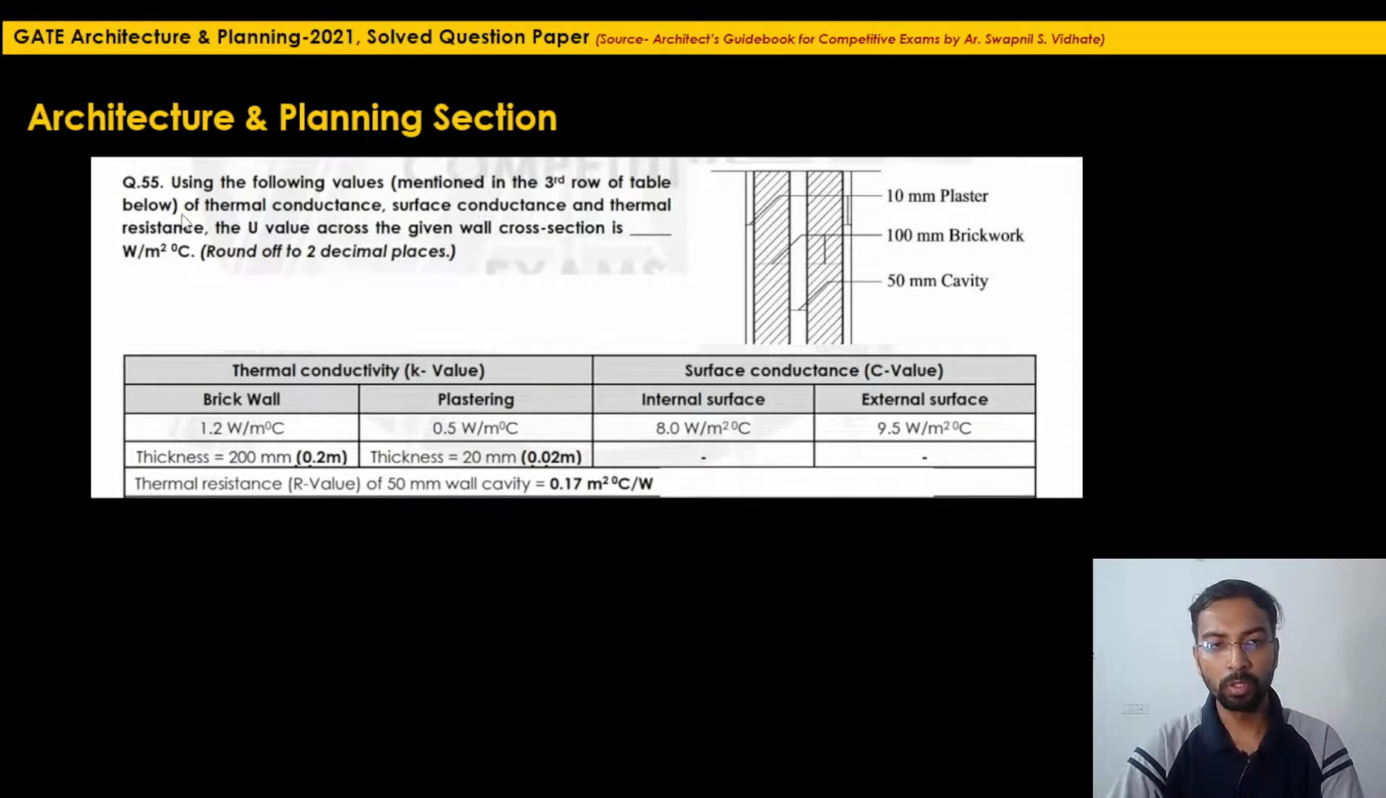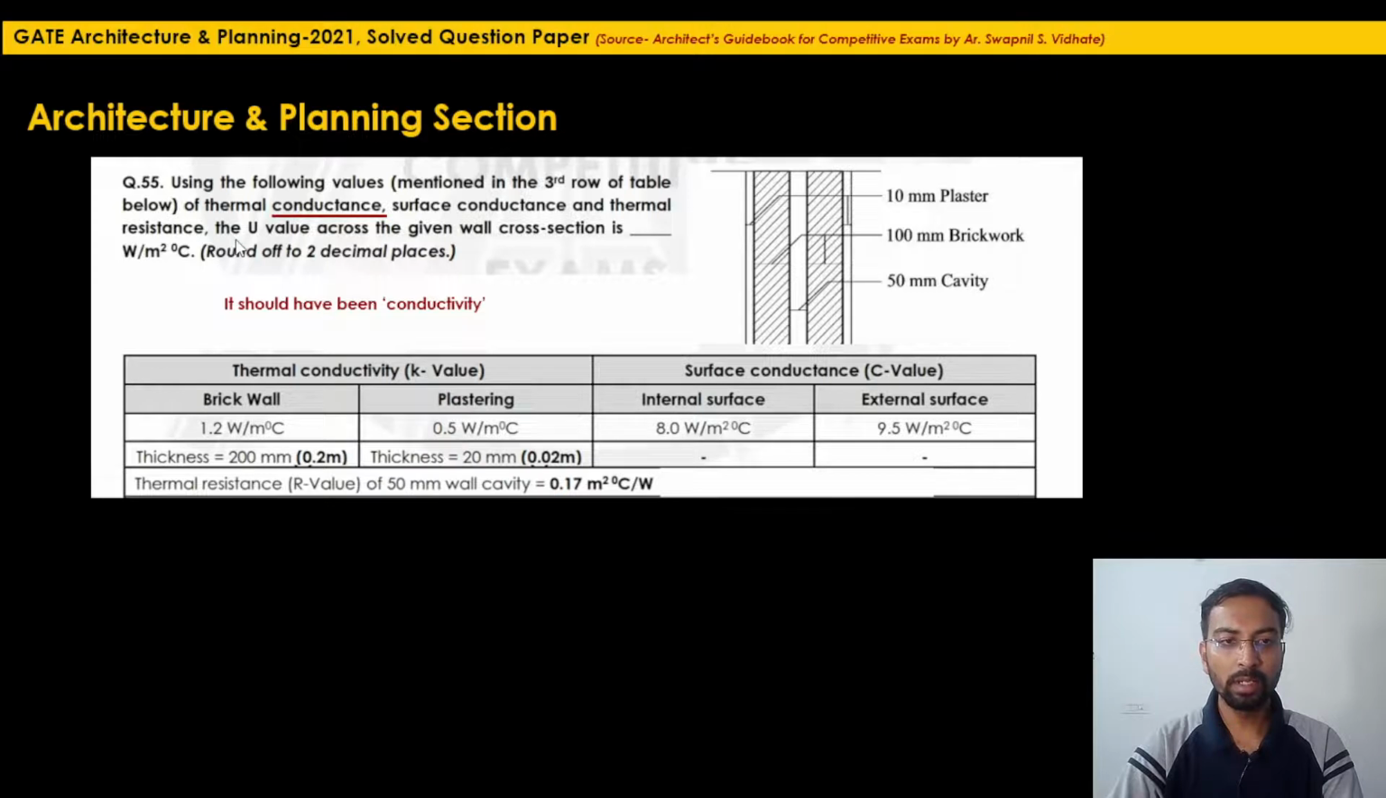One should read this as the values given are thermal conductivity. So here the correct word should be conductivity. The values given are thermal conductivity, surface conductance and thermal resistance. The thermal resistance of this 50 mm cavity is mentioned here. The surface conductance of external and internal surface have been mentioned, 8 and 9.5 respectively. And they have mentioned the thermal conductivity, that is the K value, of brick wall and plastering. The thickness is mentioned as it is in the table. All these values given in the 3rd, 4th and 5th rows have already been given adjoining the figure in the actual GATE paper.